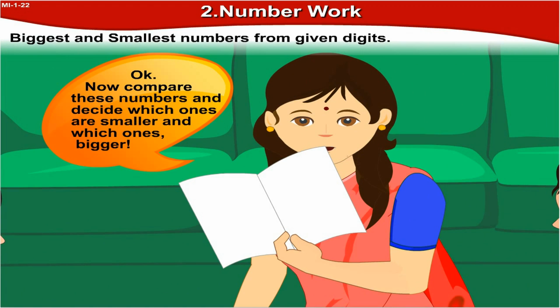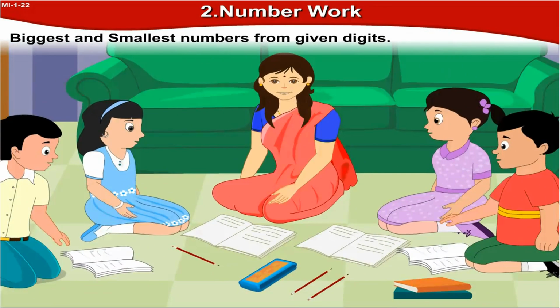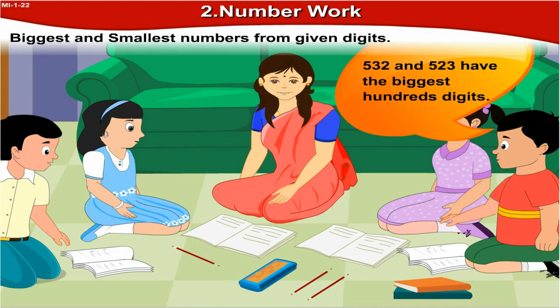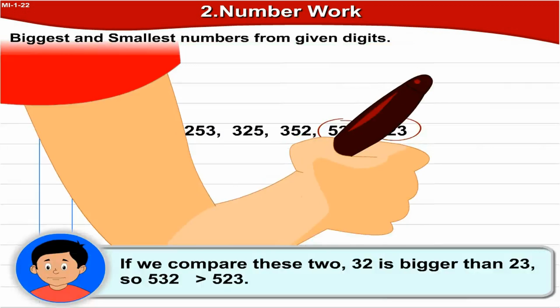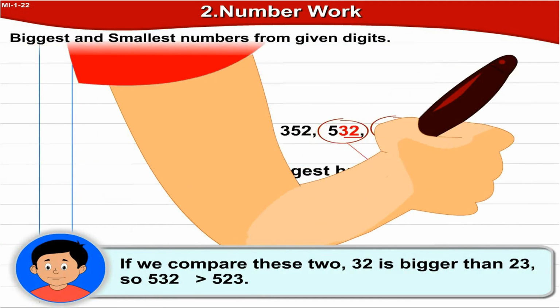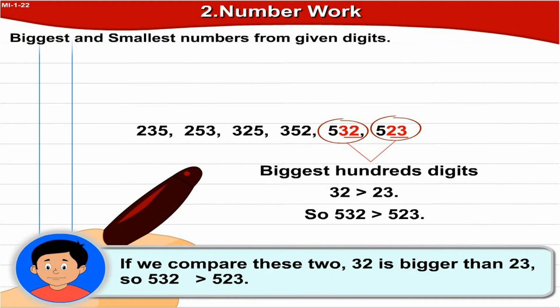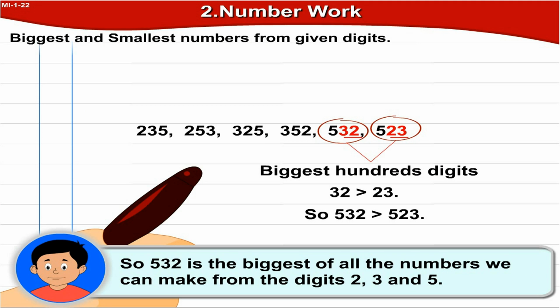Okay, now compare these numbers and decide which ones are smaller and which ones bigger. 532 and 523 have the biggest hundreds digits. If we compare these two, 32 is bigger than 23. So, 532 is greater than 523. So, 532 is the biggest of all the numbers we can make from the digits 2, 3 and 5.